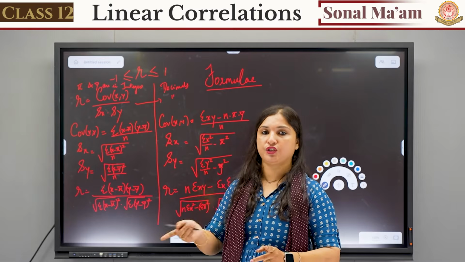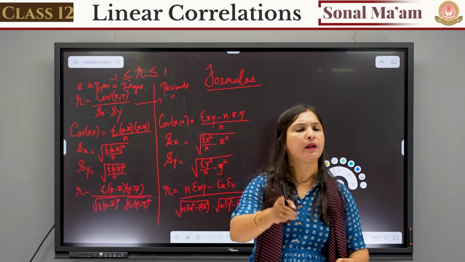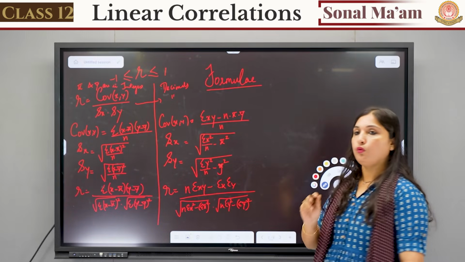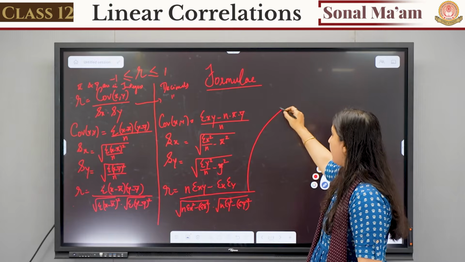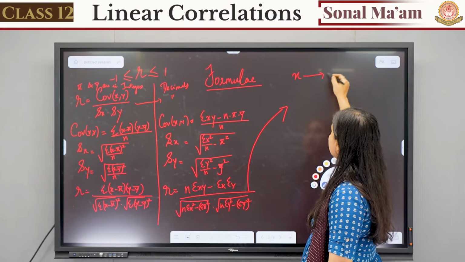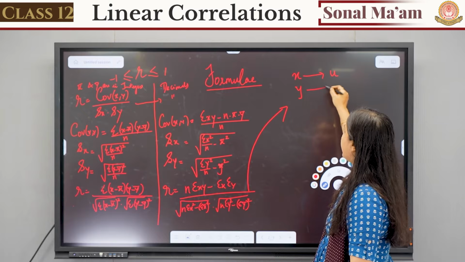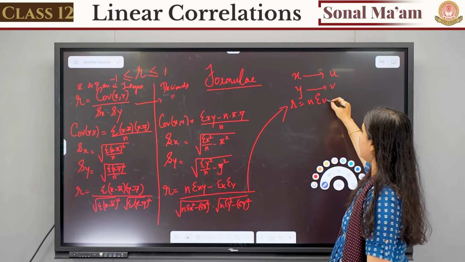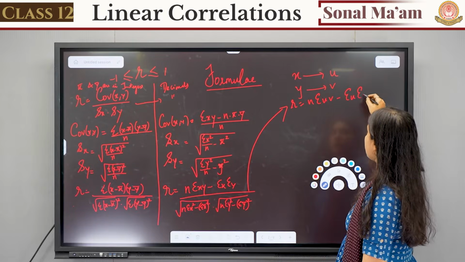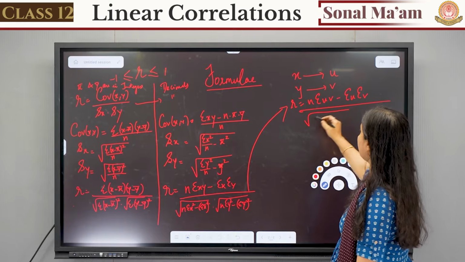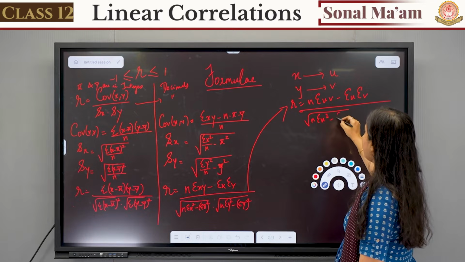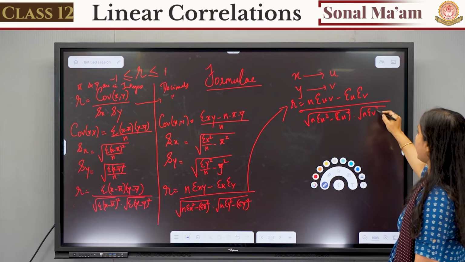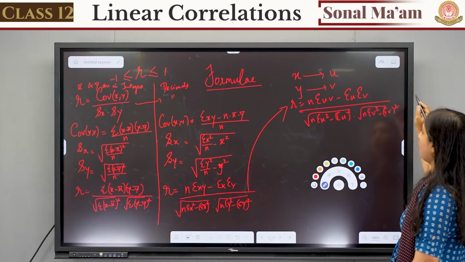When the value of observation is large and x bar or y bar, either one or both of them, are in decimals, what we have to do is just replace x by u and y by v in this formula, and the formula will change into R is equal to n summation uv minus summation u summation v divided by under root of n summation u square minus summation u the whole square into n summation v square minus summation v the whole square.